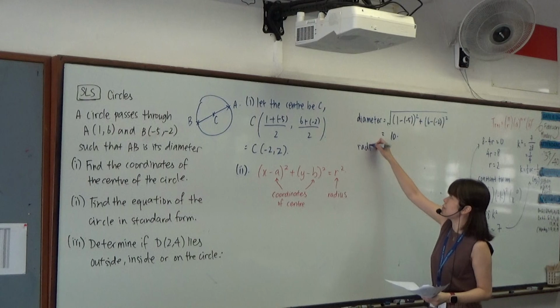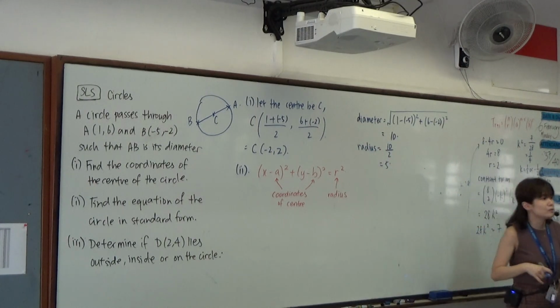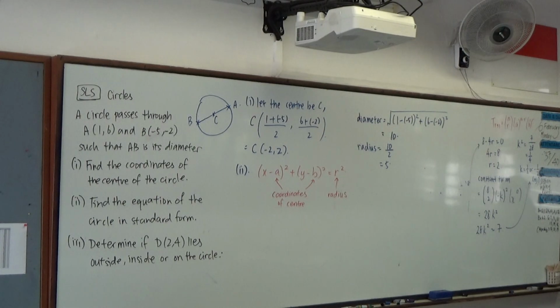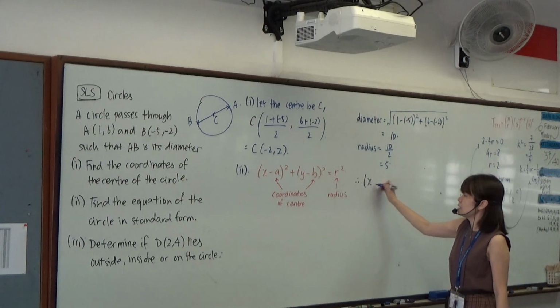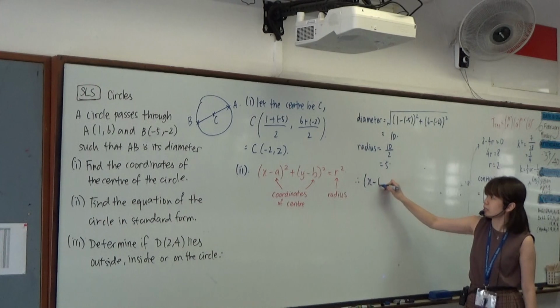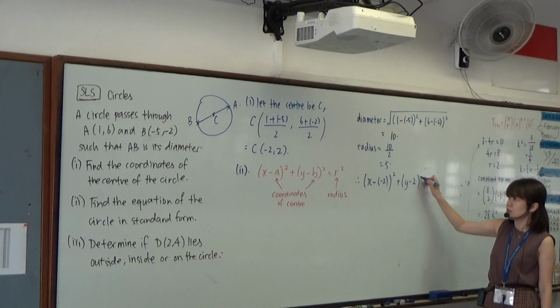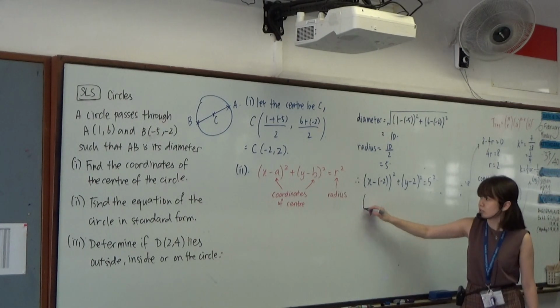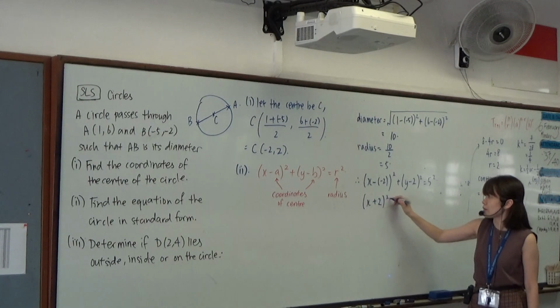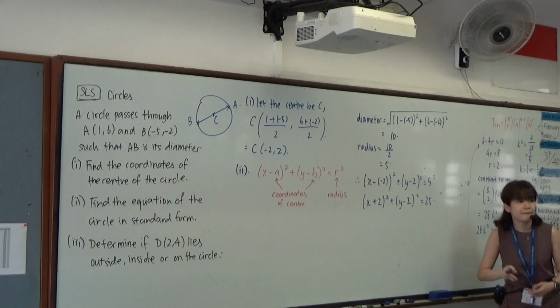And that would give us 10 as our answer. But we don't want the diameter, we want the radius. This was the part where I went wrong in the answer that I gave you in the SLS. Radius should be 5. Therefore, the equation will be x minus negative 2 squared plus y minus 2 squared equals 5 squared. We must simplify this. We get x plus 2 squared plus y minus 2 squared equals 25.